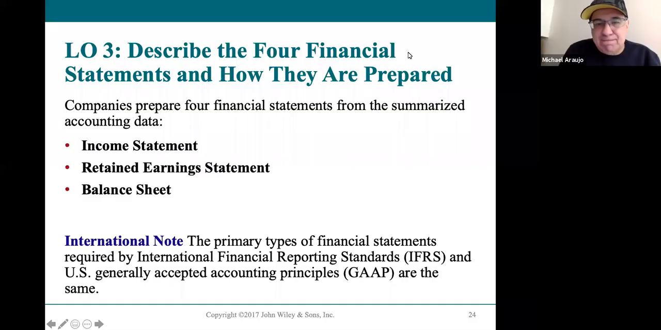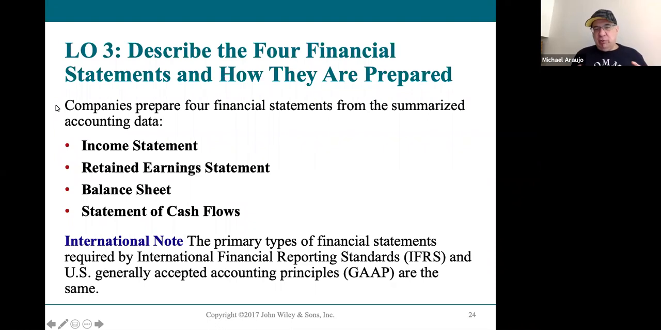About later on. All right, so learning objective 3 actually introduces you to 4 financial statements that are very important. However, we sort of break them apart. The ones that we focus on in financial accounting are the income statement, the retained earnings statement, and the balance sheet, the 3 that are listed first.